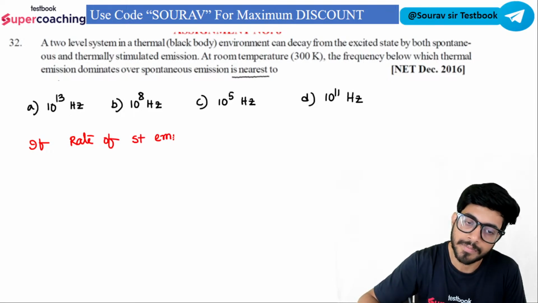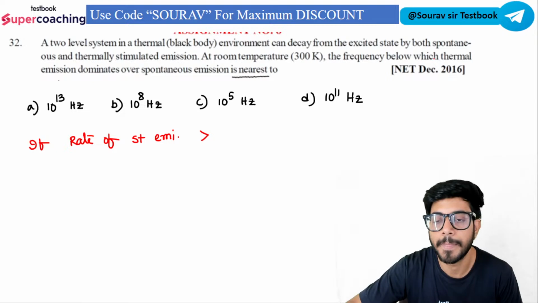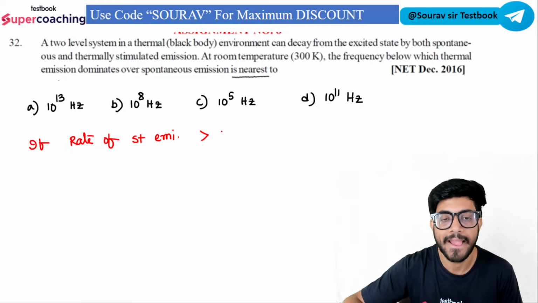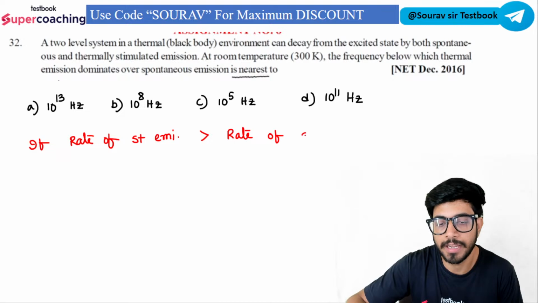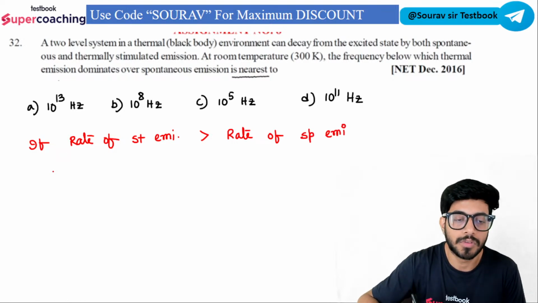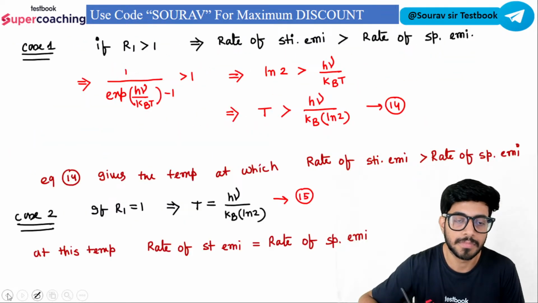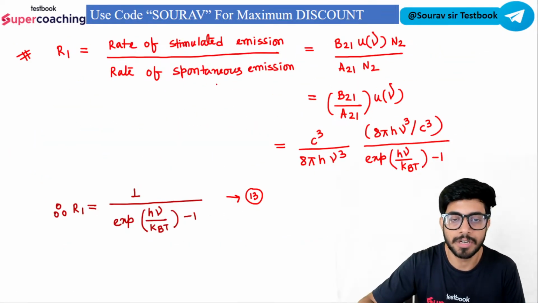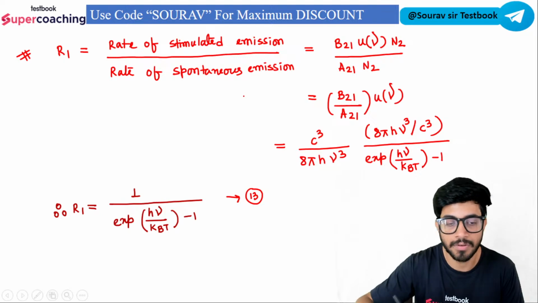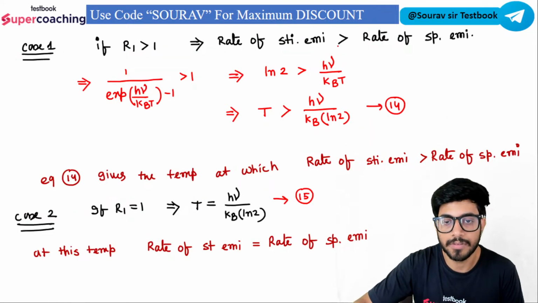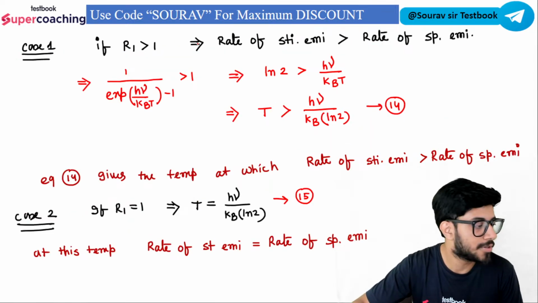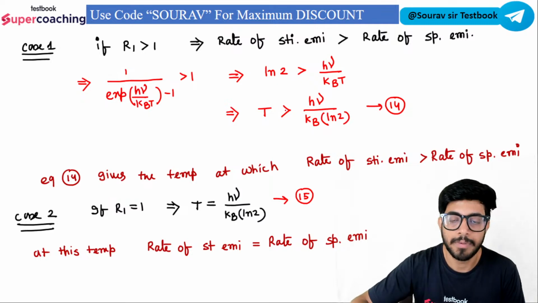Stimulated emission rate is greater than the rate of spontaneous emission. So what should happen? What was your R1? R1 was the rate of stimulated by spontaneous, so this should be greater than 1. The rate of stimulated is greater than the rate of spontaneous, so R1 should be greater than 1, meaning T should be greater than h nu by k_B ln 2.